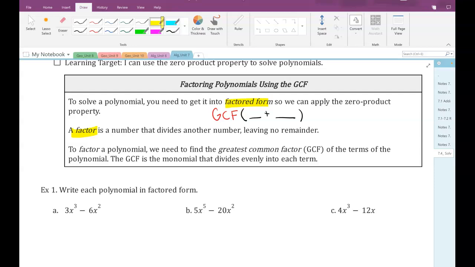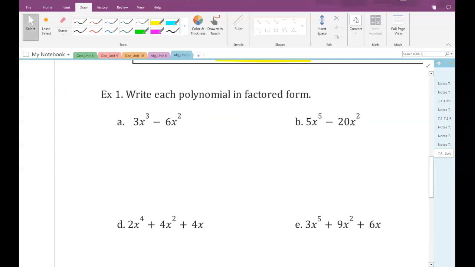So when we're factoring a polynomial and putting it in factored form, our greatest common factor is going to be a monomial that divides evenly into each term. So that's what we're looking for. We're going to start by taking these polynomials and putting them in factored form. Your first step is always to figure out what your greatest common factor is.